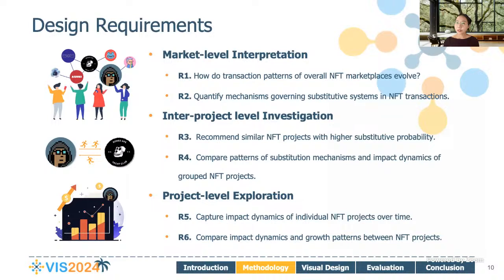Based on the results from the formative study, we identified 6 design requirements for designing our multi-level value analytic system. At the market level, users can track overall market trends and observe quantified substitution mechanisms. At the inter-project level, the system recommends similar projects to users with high substitution potential. It also supports intergroup comparative analysis. At the project level, users can analyze the impact dynamics of individual projects over time and compare the growth patterns of different projects.